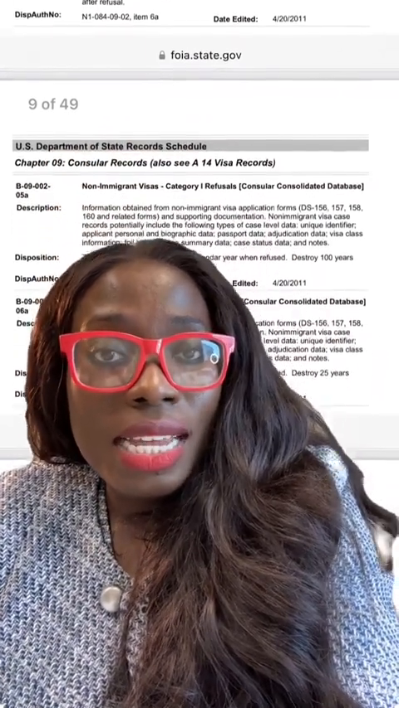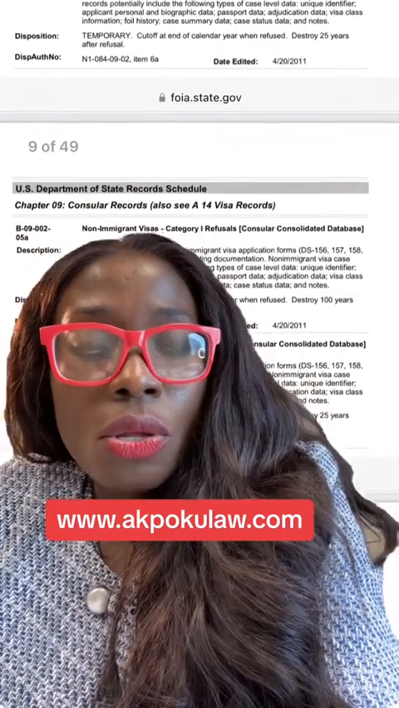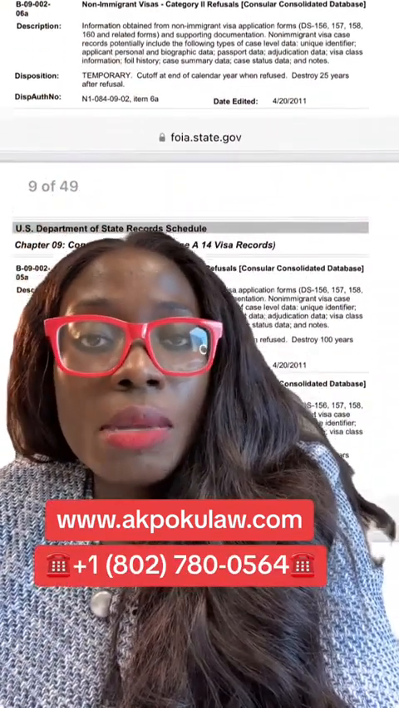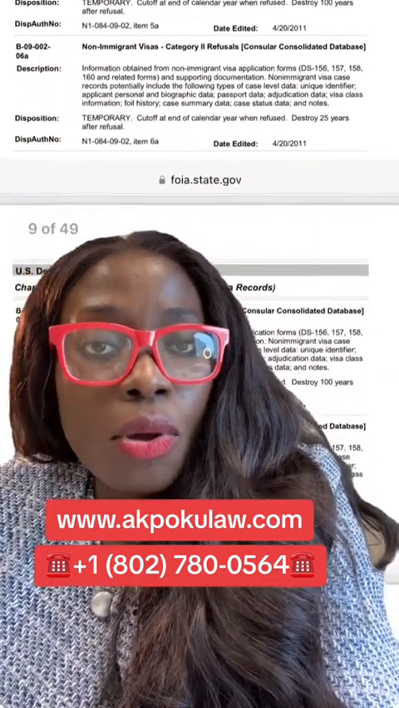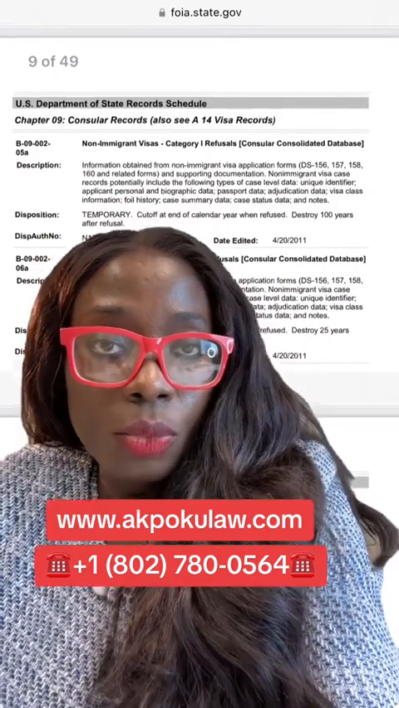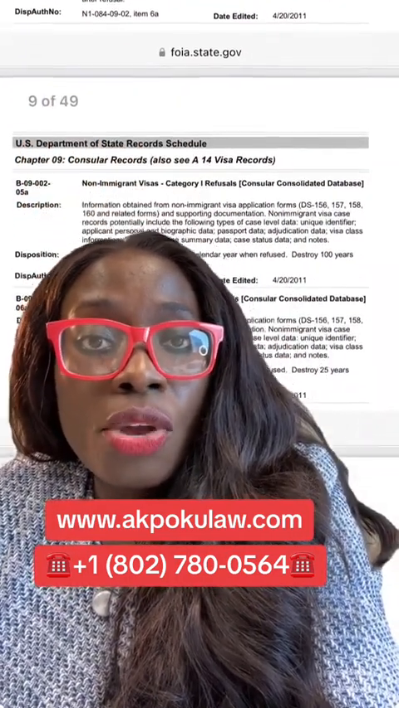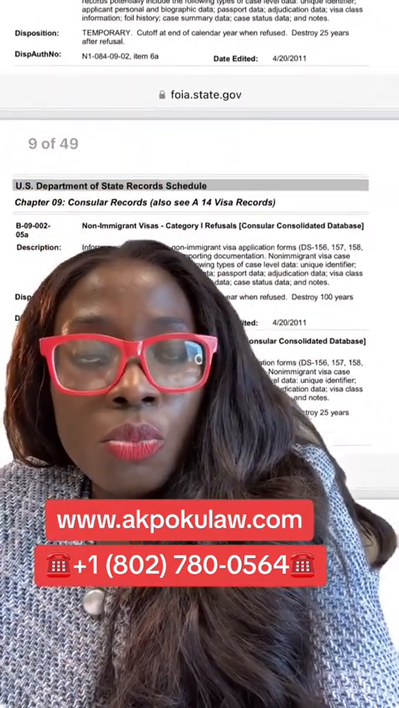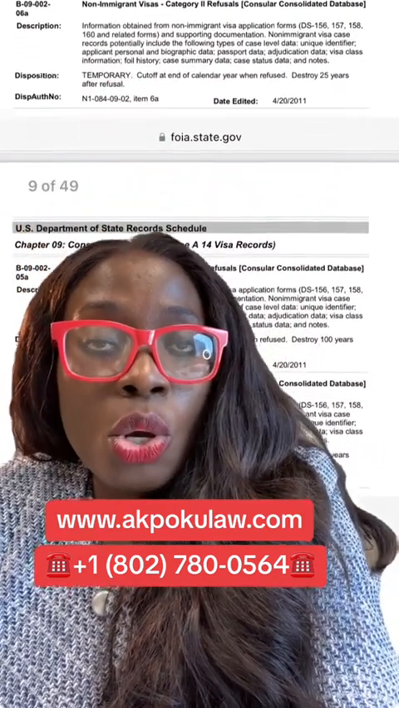I've been able to dig it up, and now the retention schedule of the U.S. Department of State or the U.S. embassies around the world is determined by the type of record. Okay, so now we're going to look at two types of records for the purposes of non-immigrant visas. There's also immigrant visas, but we will be focusing in this video on non-immigrant visas.